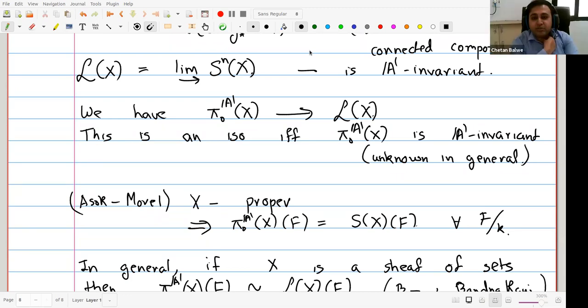I don't have an example in mind, but I don't think that can happen. Okay, the related question: what about examples? Is it not the case that the symmetric nth power is n connected? Yes. So, no, this doesn't happen.